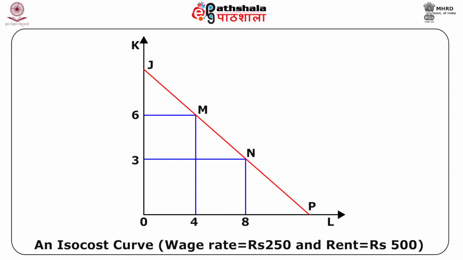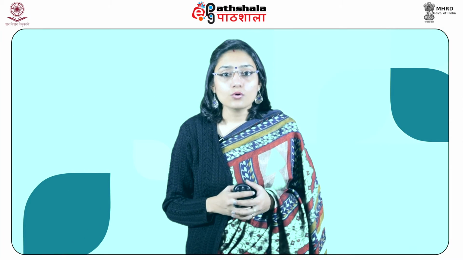Whereas point B shows the total amount of labor that can be employed when 0 unit of capital is used, that is 16 units, that is 4,000 divided by 250. It is the maximum amount of labor that can be employed with a total expenditure of rupees 4,000. Points M and N also represent the alternate input combinations that can cost rupees 4,000. At point M, K is equal to 6 and L is equal to 4 units are employed. Similarly, at point N, K is equal to 3 and L is equal to 8 units are employed.